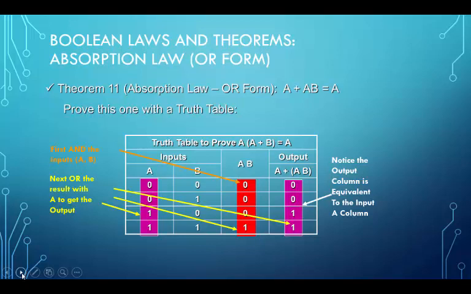In the OR form, we can say A or A and B gives us back the original function A. And again, we can look at a truth table. If we take A, perform the function A and B, and then finally take that output to get A or A and B, we find that the output is the same as the original input A. Again, a significant simplification.